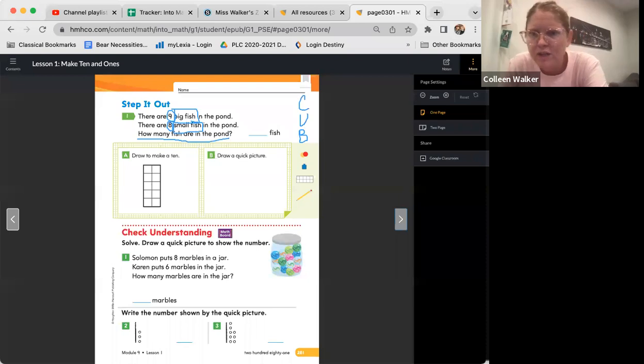So for the little fish, maybe we could do light blue. I meant to say dark blue for the big fish. How many big fish are there, friends? Yeah, there's 9. Can you count with me to 9?